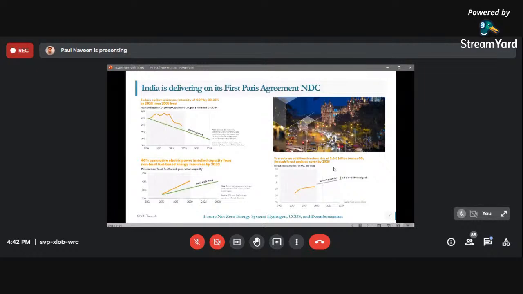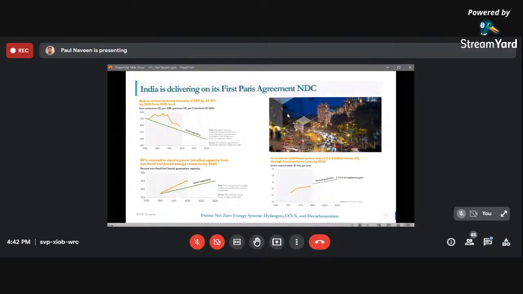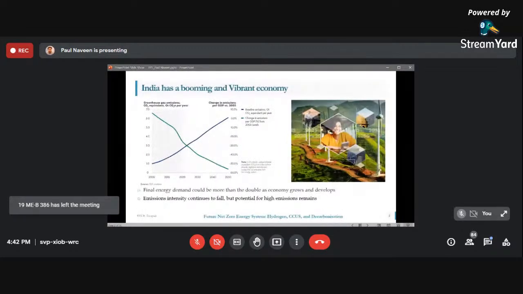But what is happening is that we were able to create a carbon sink of 2.5 to 3 billion tons of carbon dioxide through forest and tree cover by 2030. So a lot of afforestation is taking place, and we're also moving along this line of climate change pertaining to the Paris Agreement.